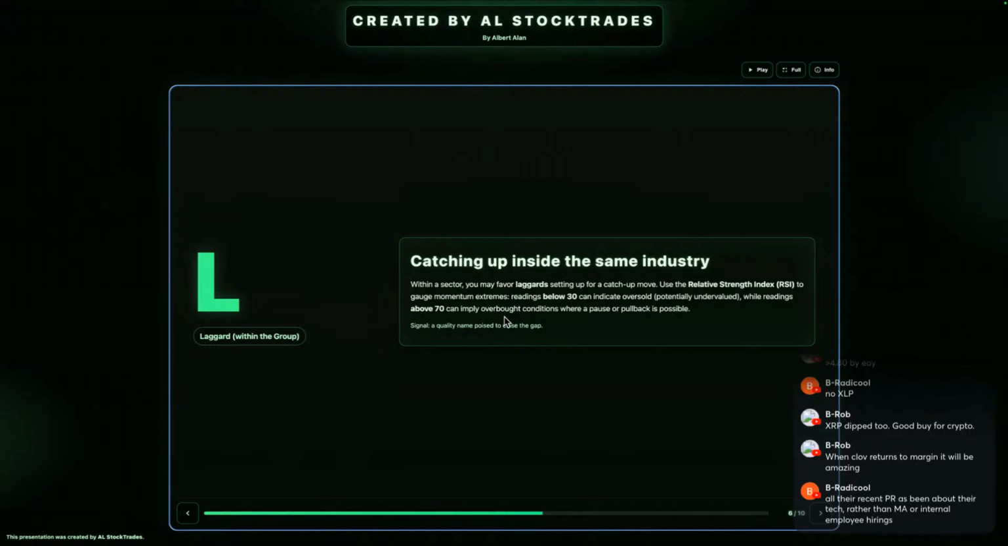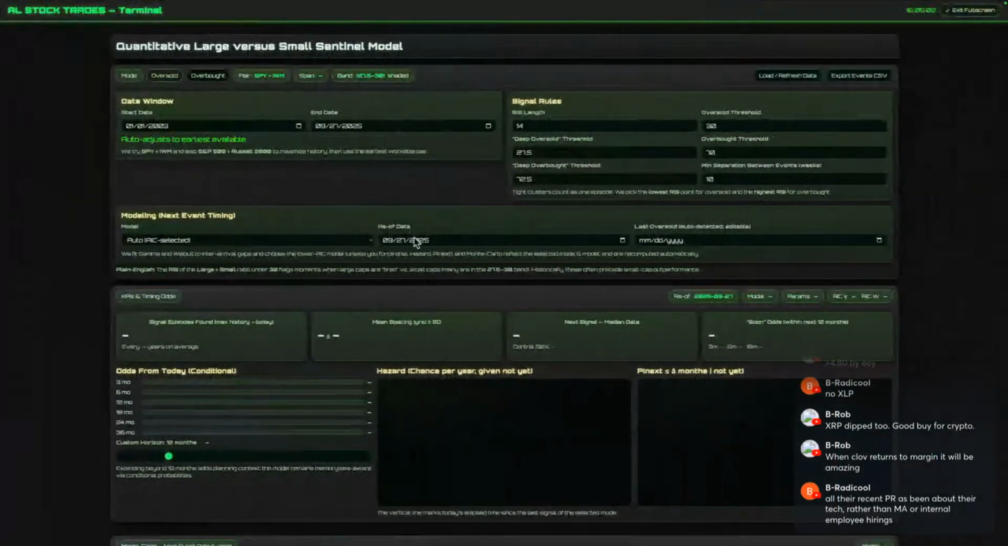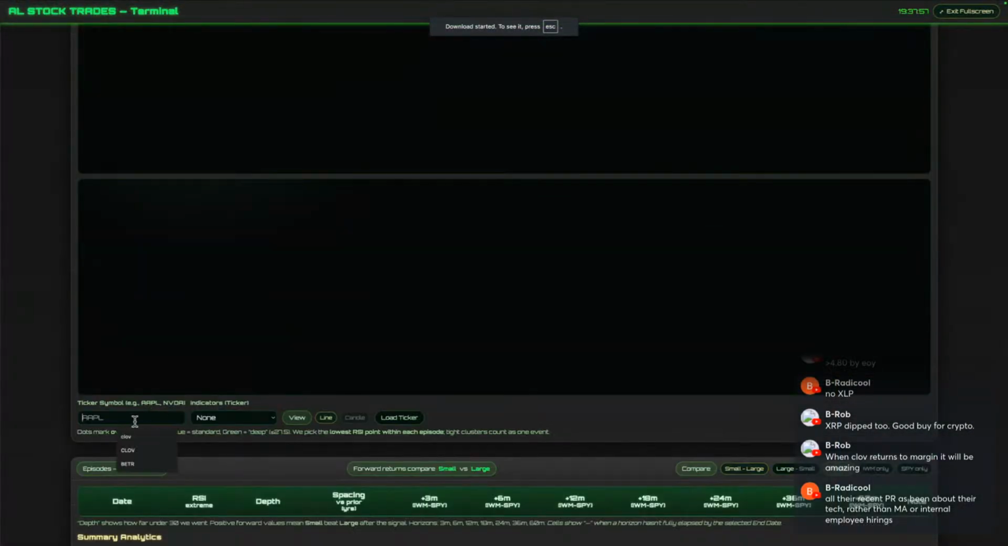Okay. All right. So we got that. So now let's talk about the laggard. So let's go all the way down and let's look at Clover.